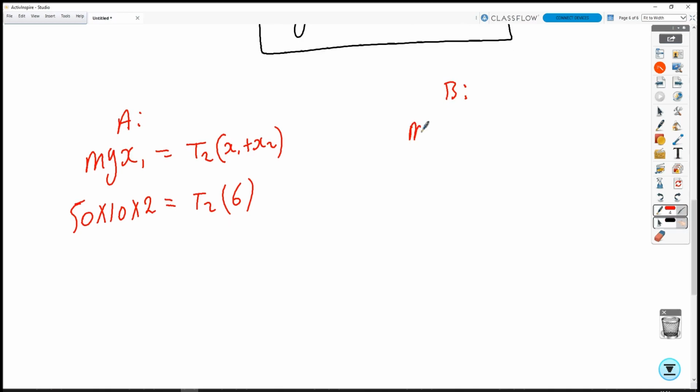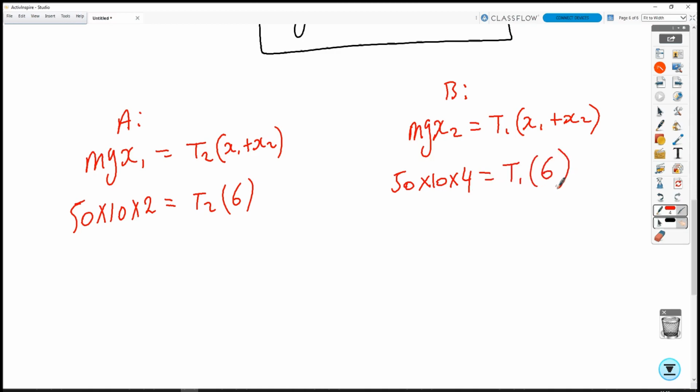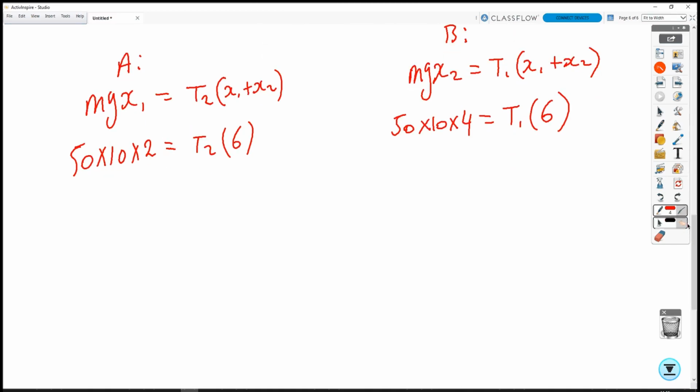And then for B, we had mg x2 is equal to T1 times x1 plus x2. So again, we put our values in. So this is 50 times 10 times x2, which is 4, is equal to T1 times x1 plus x2, which is 6. So 50 times 2, that's 100, times 10, that's 1,000. So 1,000 is equal to 6 T2. And here we've got 50 times 4, that's 200, times 10, that's 2,000. 2,000 is equal to 6 T1.